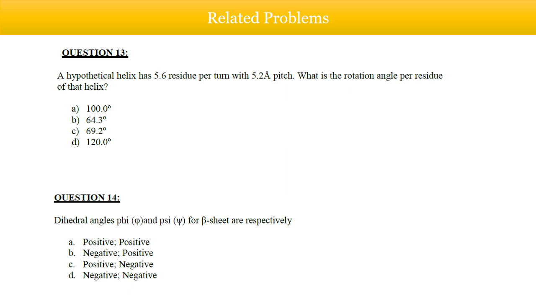So that's all then. If you have any questions, you can ask. So how did I do question number 13? It says there is a helix with 5.6 residues per turn with 5.2 angstrom pitch. Here the pitch is just given to create confusion, but the total turn that can occur is 360 degrees. So 360 degrees divided by the number of residues per turn, that is 5.6. So 360 by 5.6, that is 64.3.